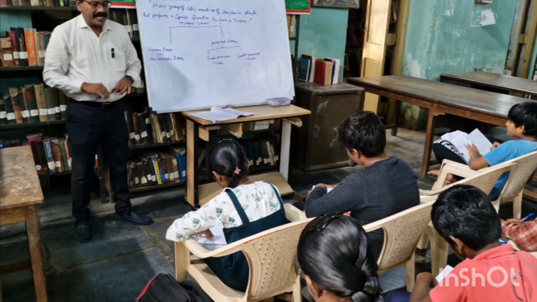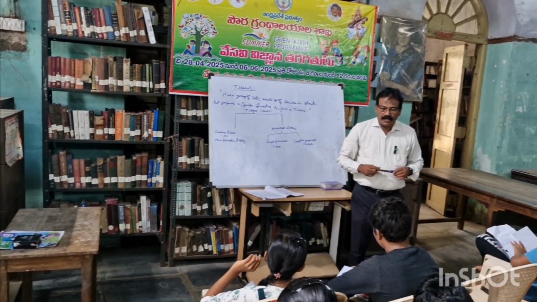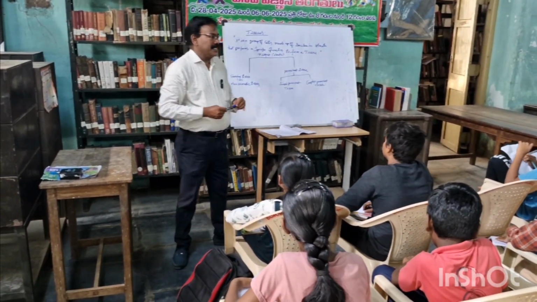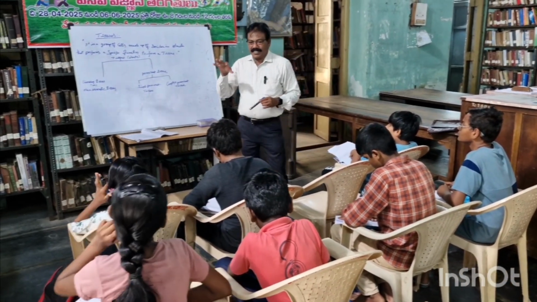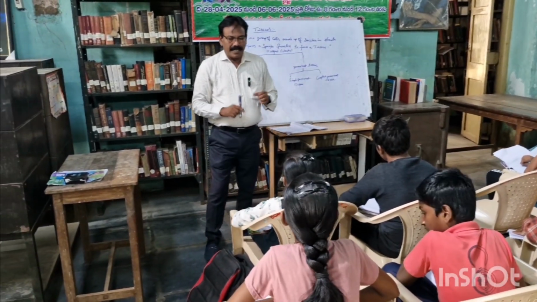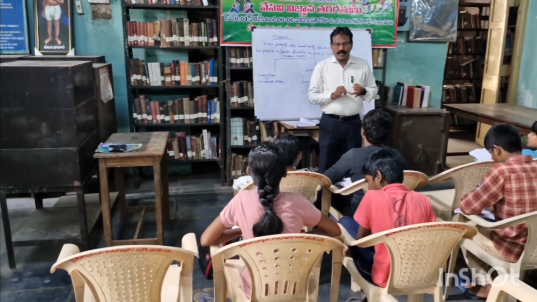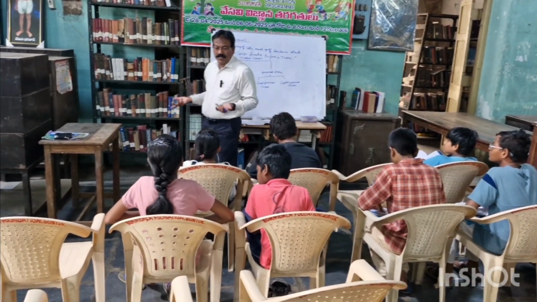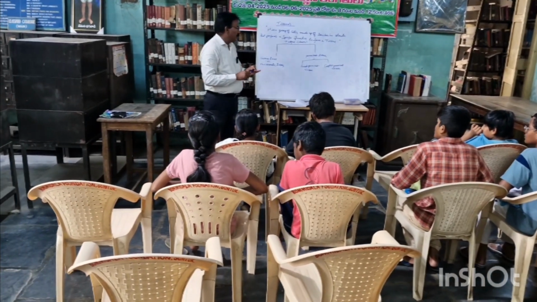First of all we should learn about unicellular organisms, for example amoeba, paramecium, euglena. These unicellular organisms are made with a single cell. Even though it is made with a single cell, it performs all the activities like movement, exchange of gases, excretion and nutrition. How is it possible?